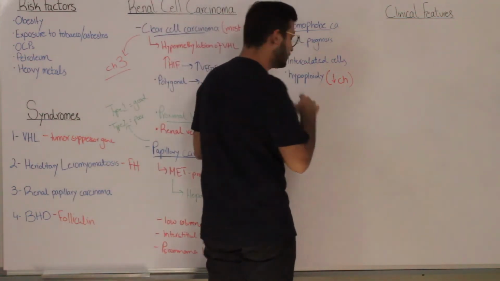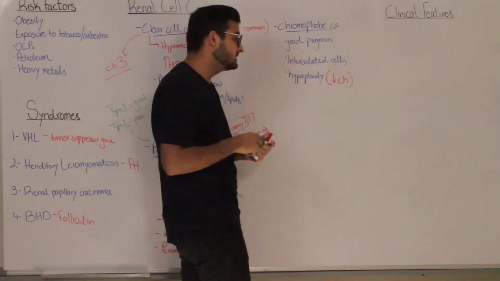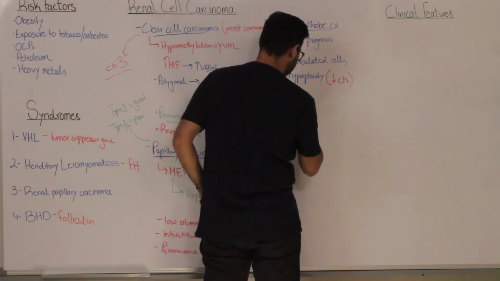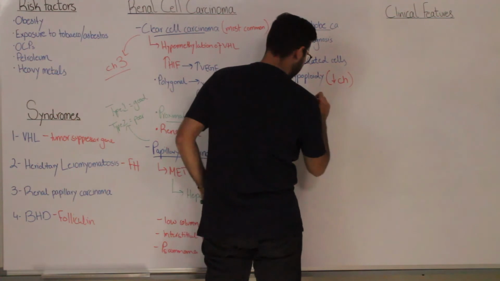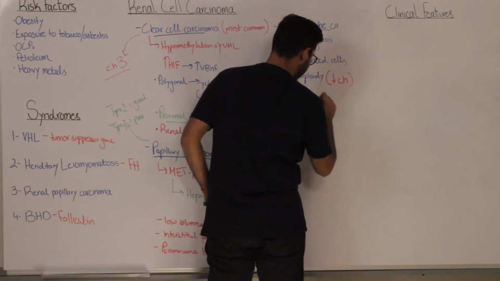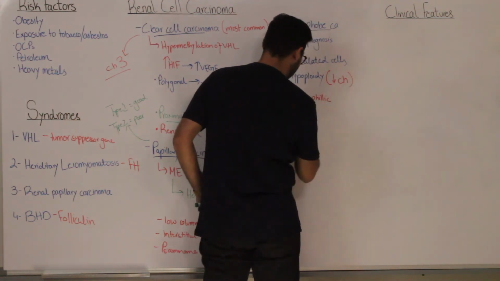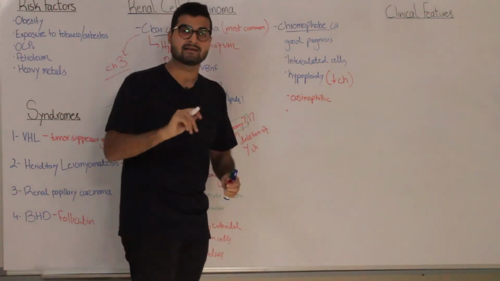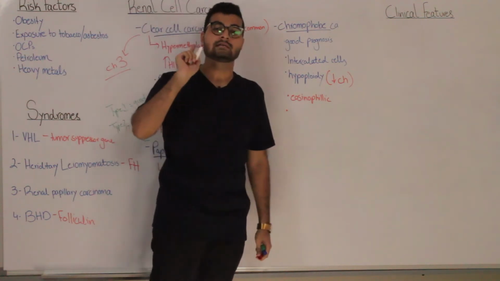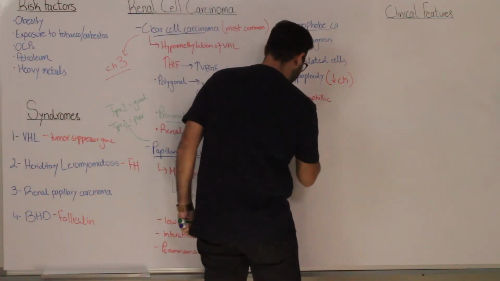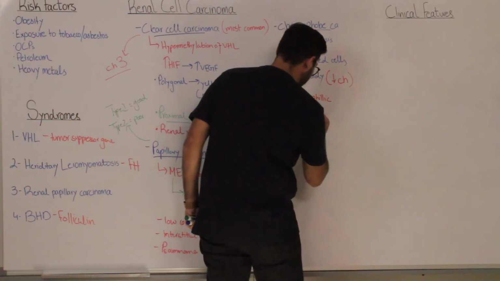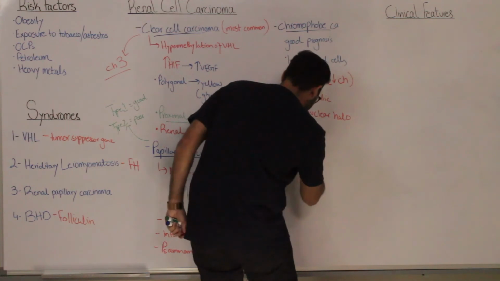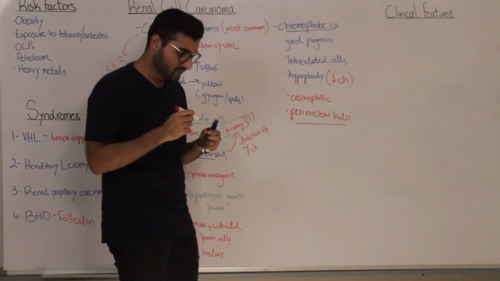Now, under the morphology of chromophobe carcinomas, you would see eosinophilic cells, and they will have a perinuclear halo, that is a halo surrounding the nucleus. Perinuclear halo is specific to chromophobe carcinoma.